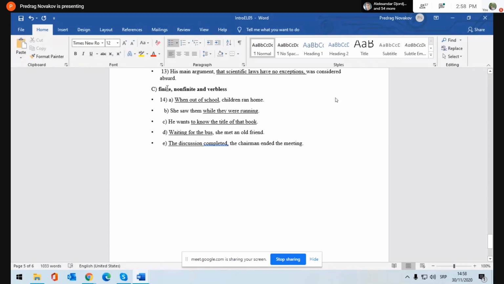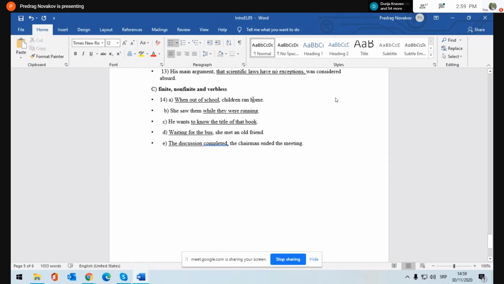Okay, so finite clauses, they show tenses, persons, numbers, if it is possible to see persons and numbers, so they show tenses. For example, she saw them while they were running. She saw them, the first clause, saw. It's a finite clause. Why? Because you can see the tense. While they were running, also a finite clause, because you can see the tense, were running.